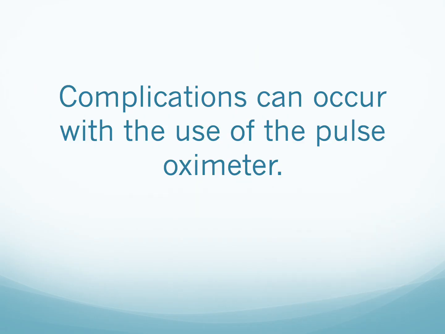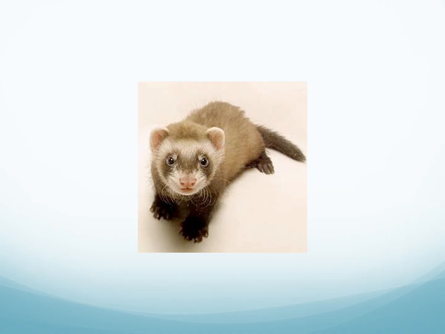Complications can occur when using the pulse oximeter. Unfortunately, true. There is a situation where a ferret had a pulse oximeter probe clip placed on its tongue, and the probe was compressive enough to occlude blood flow to the tip of the tongue, and the ferret actually lost the tip of its tongue. But that's a really rare occurrence. So pulse oximeters, easy to use. We just need to know what the data is that we're actually getting.